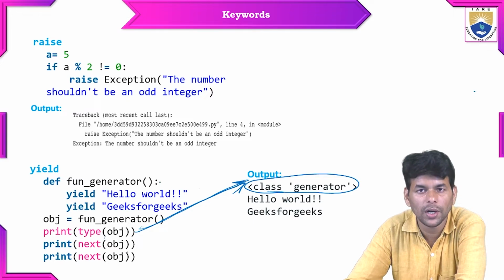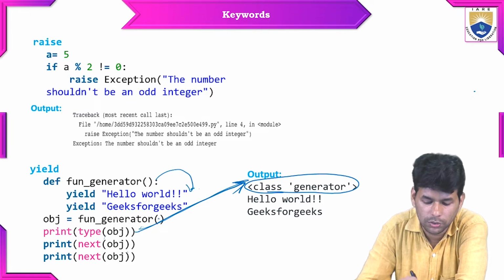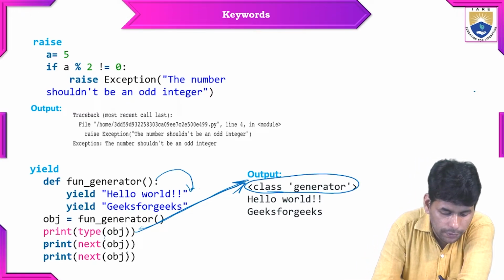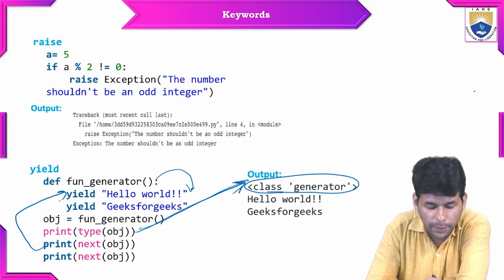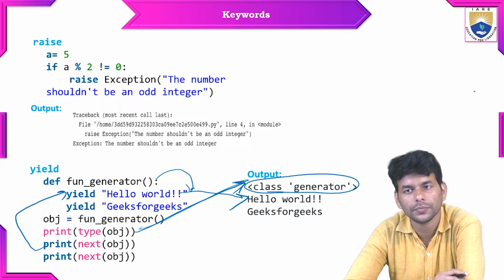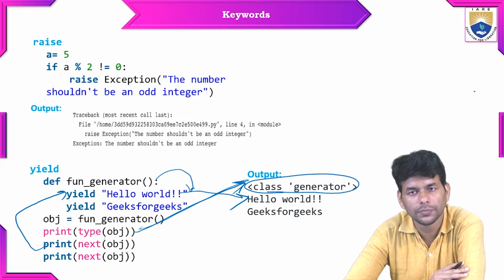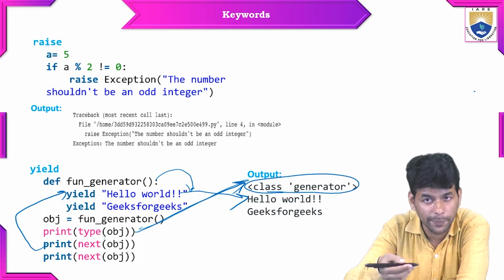In the fun generator, what is the next object we are having? This next object is hello world. This particular print next comes to this one. Clear? From this, the output will come to this one. That is hello world.